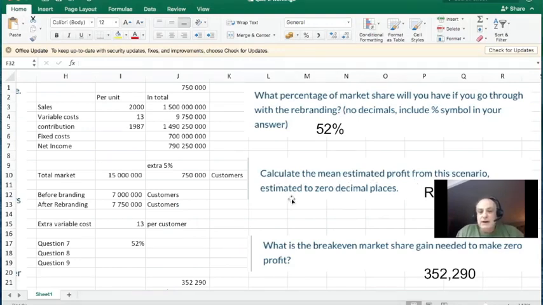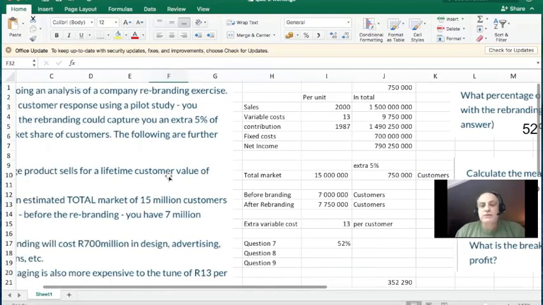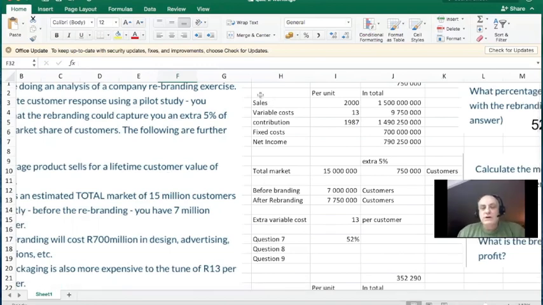The next question was calculate the mean estimated profit from the scenario. And again, we wanted the answer without any decimal points. So this is saying the estimated profit. We want to know what our profit is. So the best way to work through something like this is to use an income statement grid from a break-even point of view. So we've got sales, minus your variable costs gives you contribution, minus your fixed costs gives you net income.